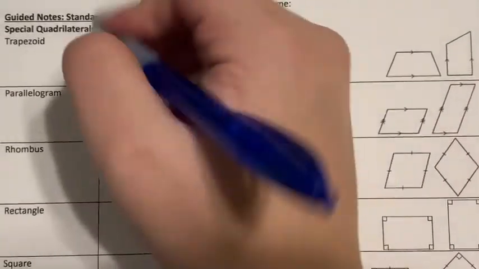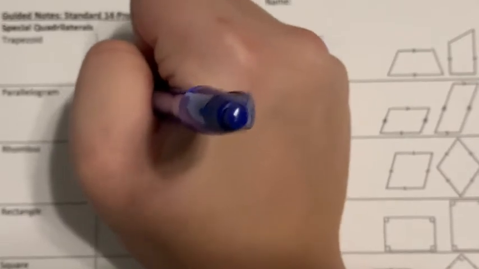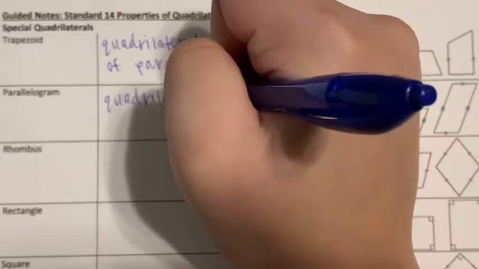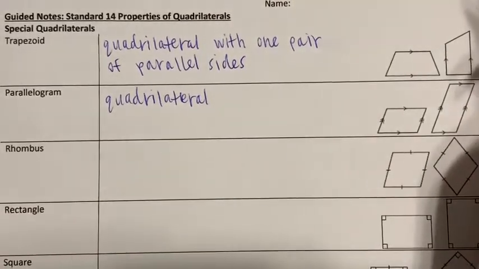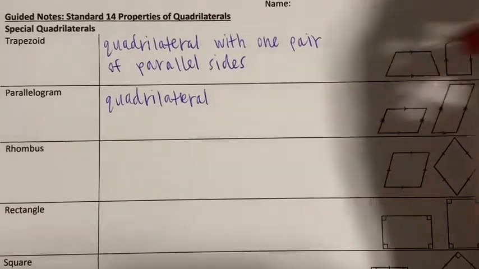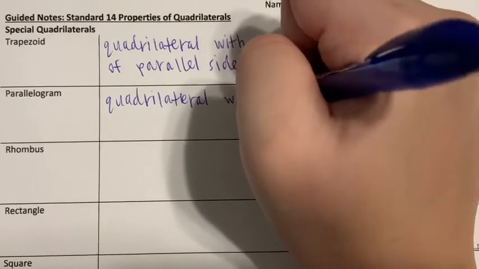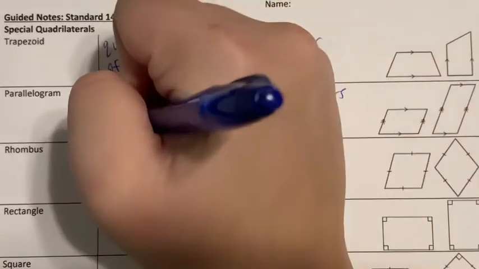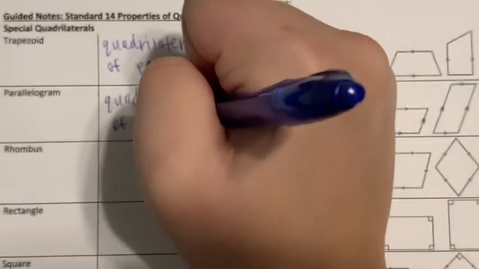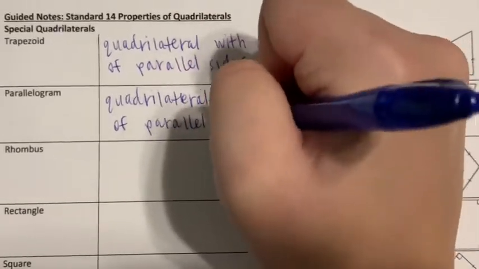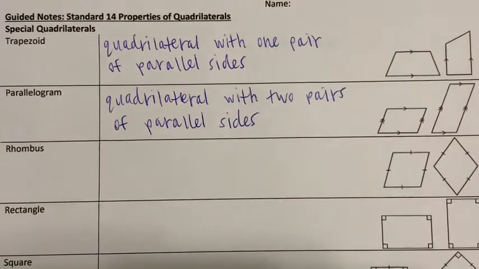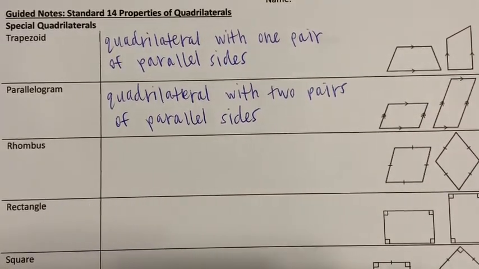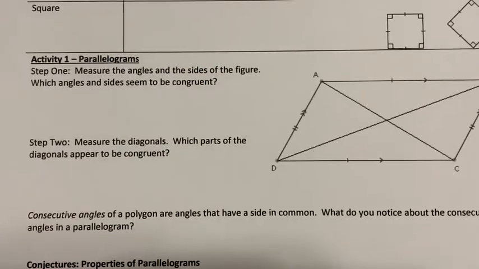So a parallelogram is also a quadrilateral, but it has 2 pairs of parallel sides. So we'll say quadrilateral with 2 pairs of parallel sides. And we're going to come back to define rhombus, rectangle, and square after we take a look at these activities.